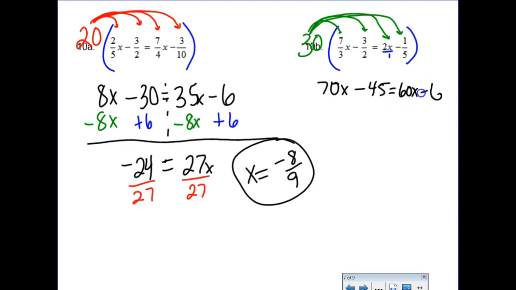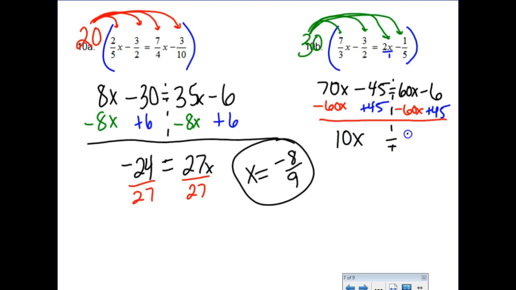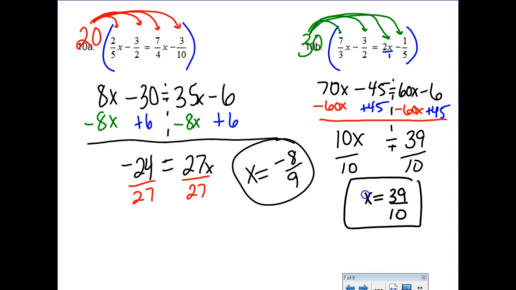Let's see, minus 6. Okay, and we're solving. So I'm going to bring x's to the left, which means my constants are going to go to the right. So we have 10x equals, let's see, was that 39? Dividing both sides by 10. And I'm just going to leave it as x equals 39 over 10, which is the reduced fraction answer.